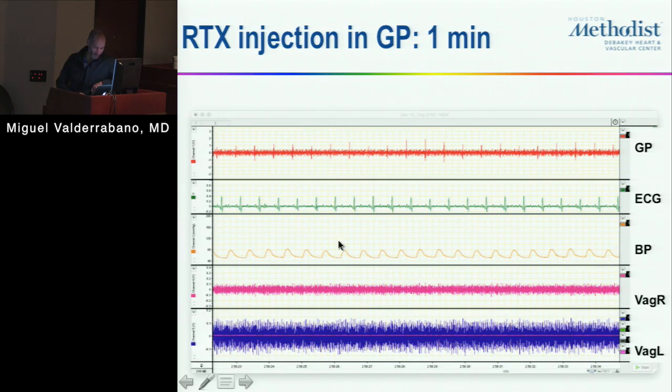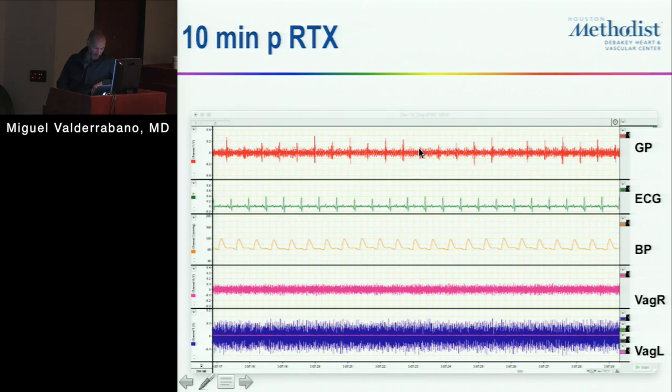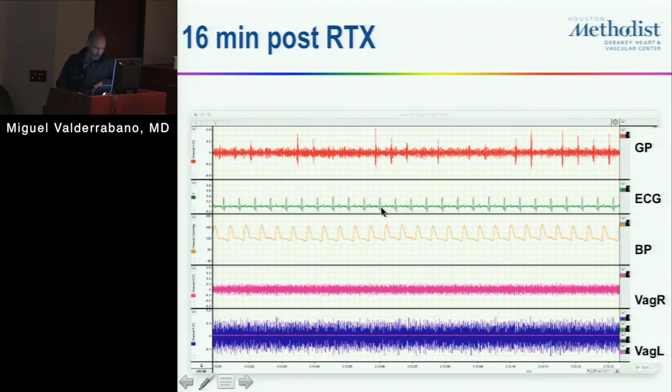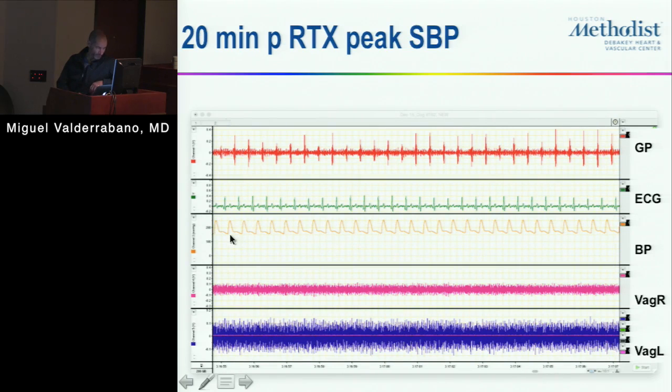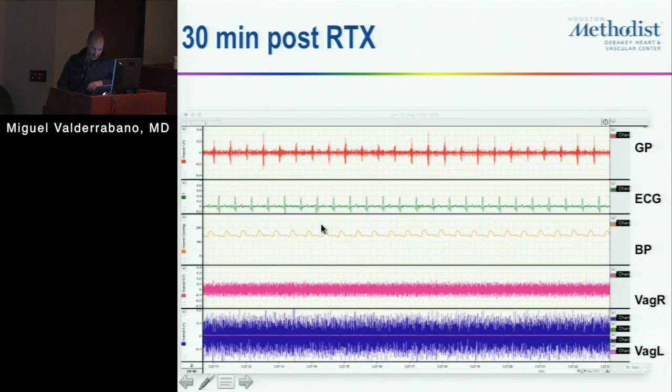So 1 minute, this is the recording. Unimpressive, the vagus is quiet, both vagi are quiet, and so is the GP. 10 minutes later, maybe something there, I don't know. 16 minutes later, I don't know if you can see it, but the blood pressure now is 160 with the baseline was 105. 20 minutes later, the systolic blood pressure is 240. And 30 minutes later, it drops back, and you don't see the background as active as it was before.